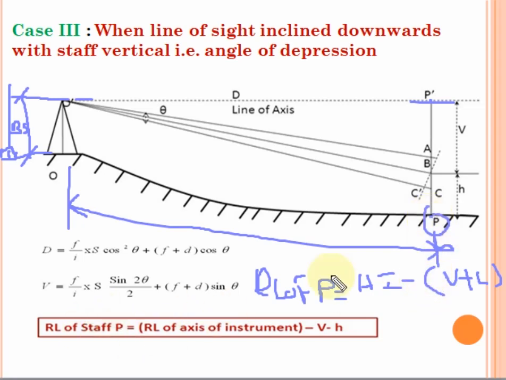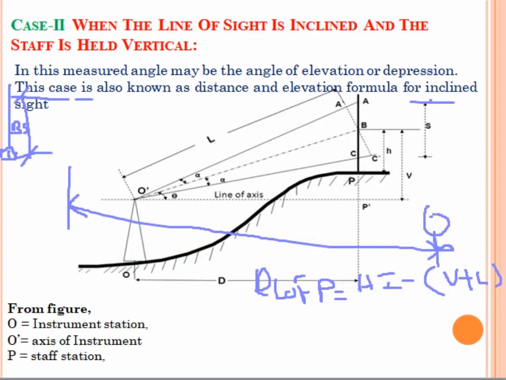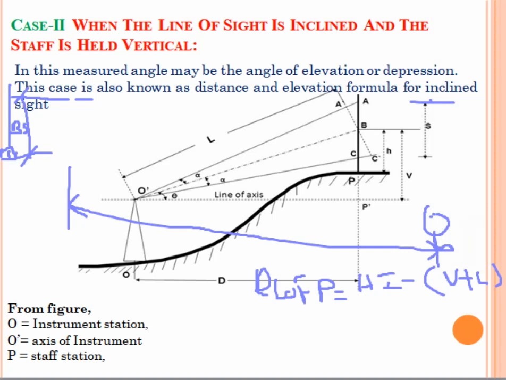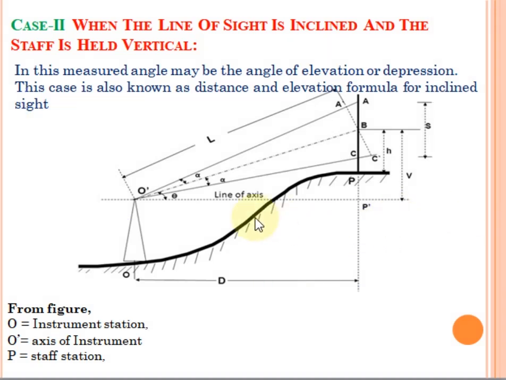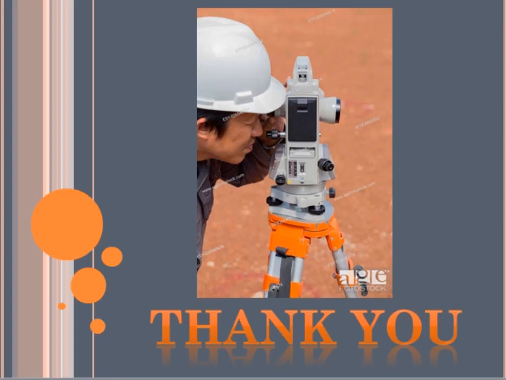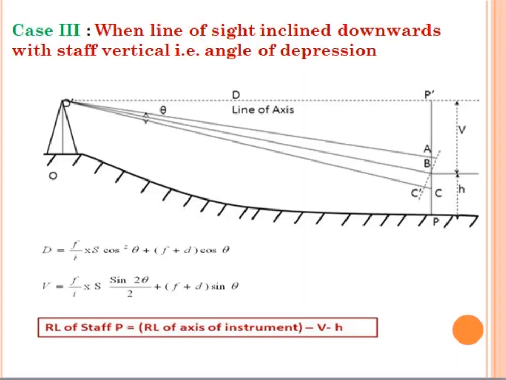So just remember how you can find out in the case of the angle of depression, and this is the angle of elevation. So in this case there are two cases. Okay. This is the case when the line of sight is inclined, staff kept vertical, and the other is the line of sight inclined, staff kept vertical in depression, the angle of depression. Okay. So just remember this.